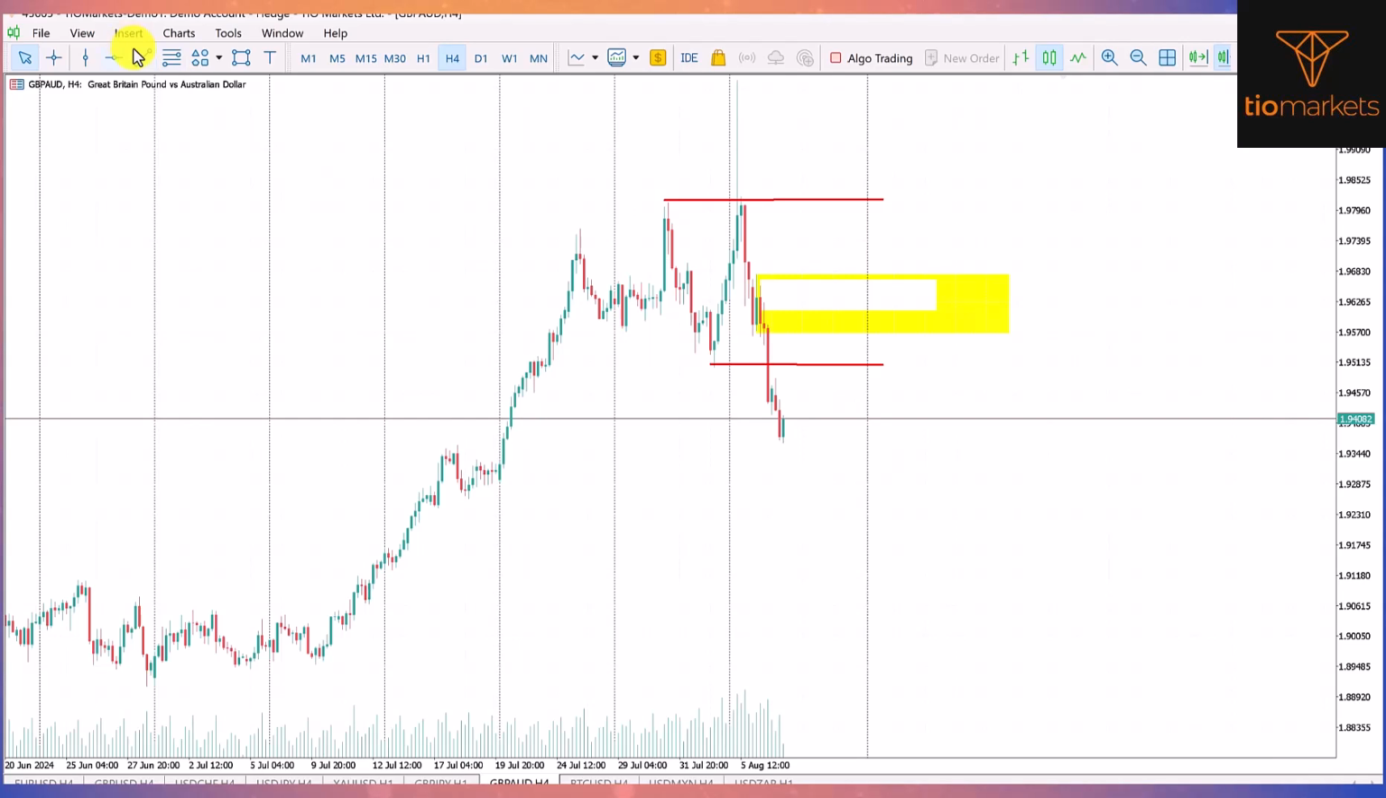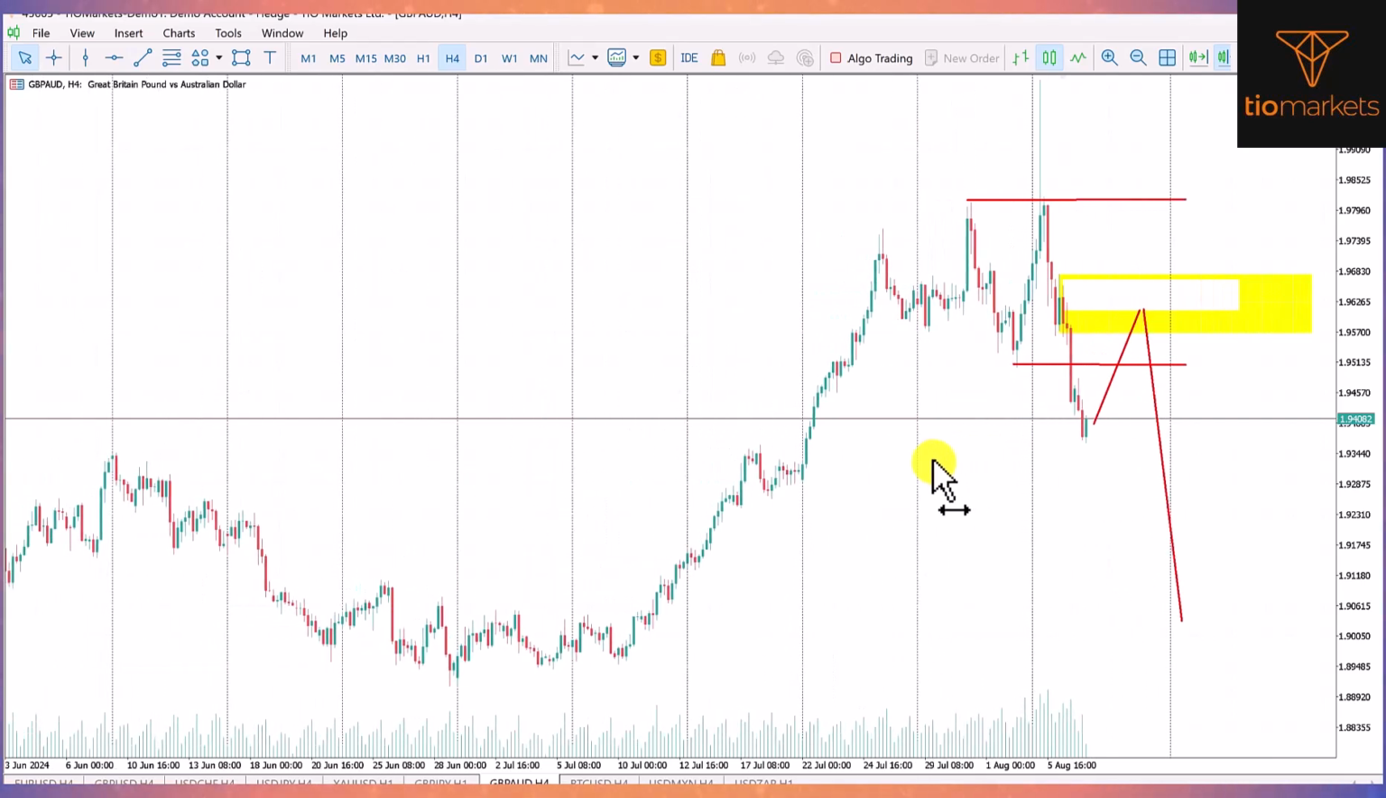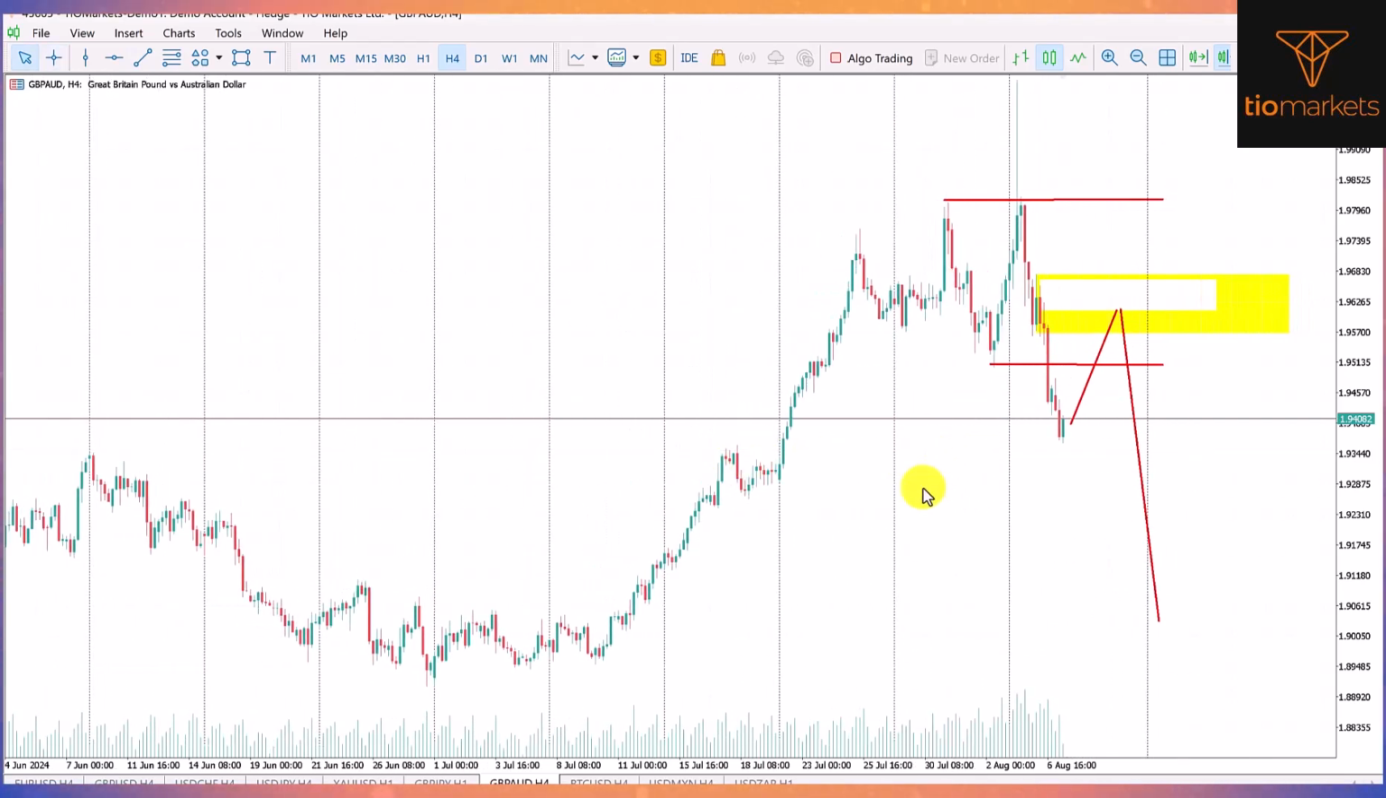So you will be expecting price to go back to this particular white zone, which is the H1 OB, and then go down. Remember, I will be showing you how you actually enter this type of trade and how you actually profit from it. This is a simple strategy that I want to show to you.